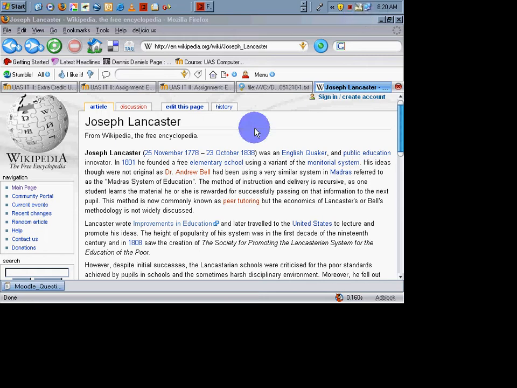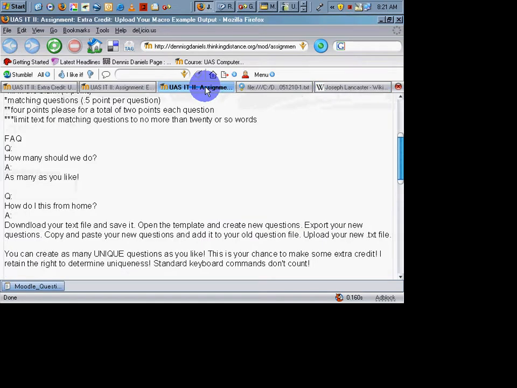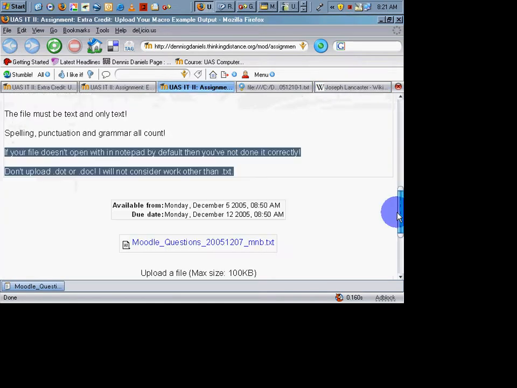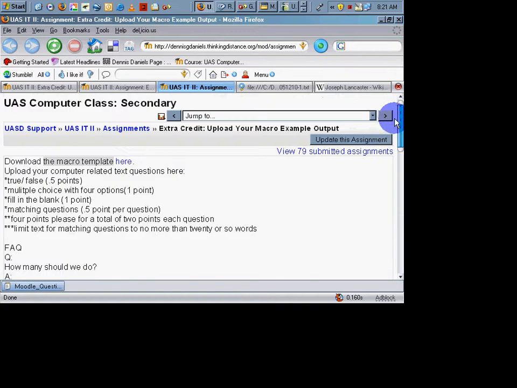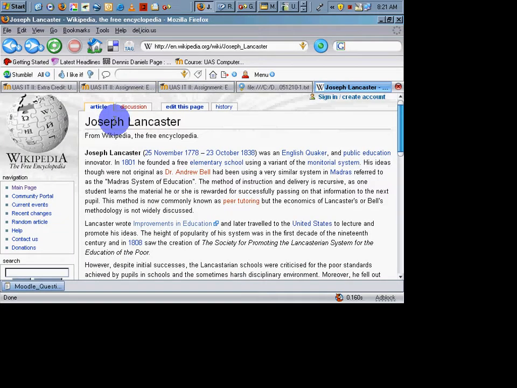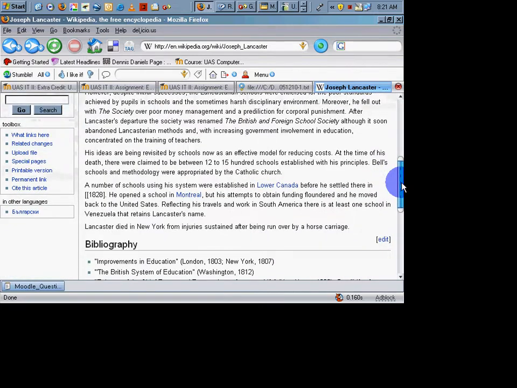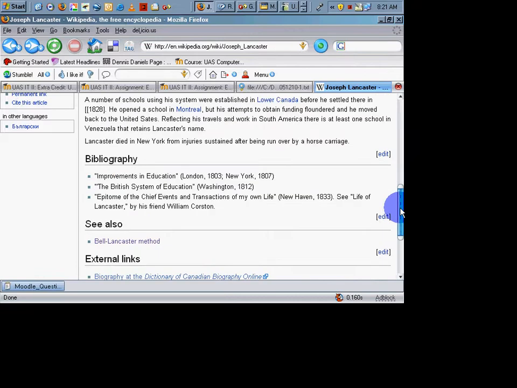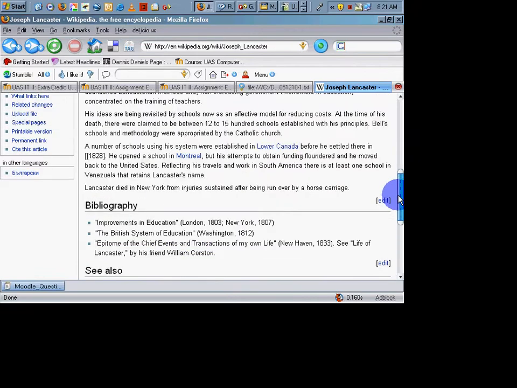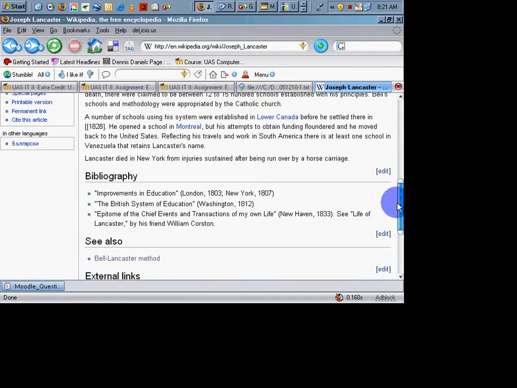Greetings. Much of my use of Moodle, right here, this is the Moodle assignment, is based on the principles laid down by Joseph Lancaster some time ago, a rather pragmatic man who used the confines of his resources to create a rather unique teaching method.